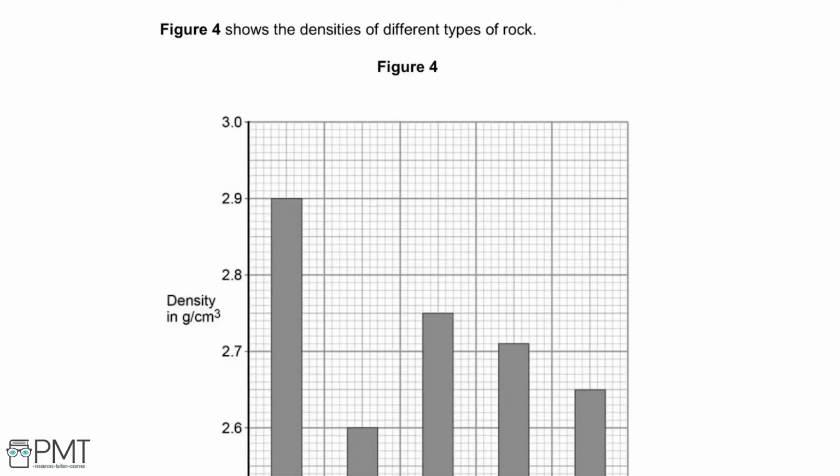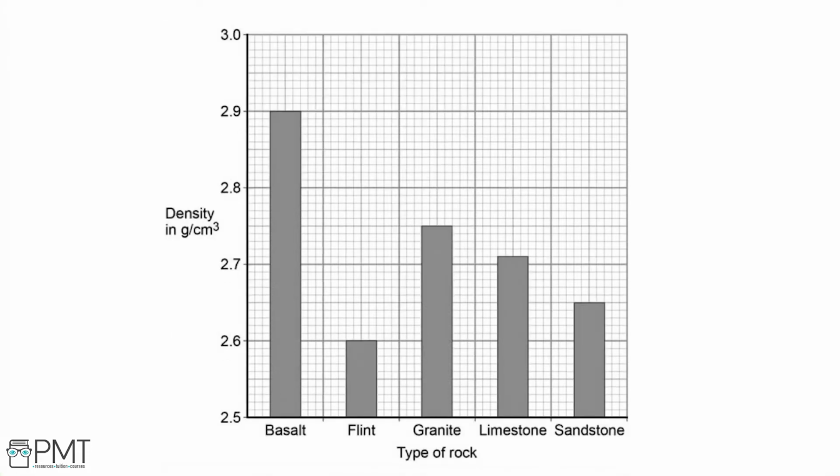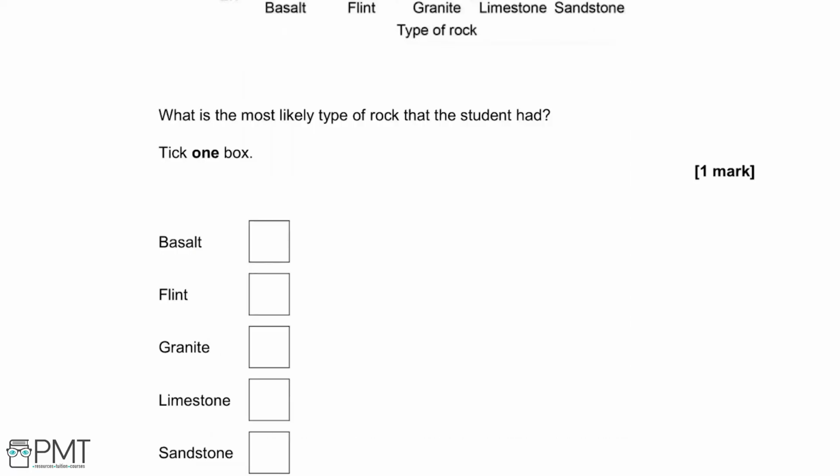For part 3, figure 4 shows the densities of different types of rock. So you can see here we've got basalt, flint, granite, limestone and sandstone, and we're told their densities in grams per centimetre cubed, which is the units that we had earlier in the question. What is the most likely type of rock that the student had? Tick one box. And again, we've got the 5 rocks that I just said.